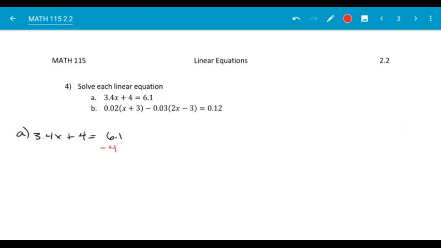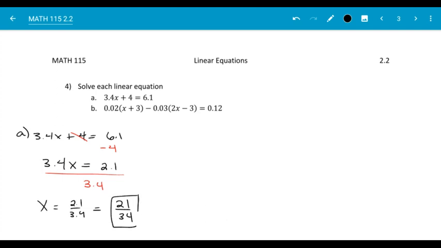So for this one, we could just subtract 4 from both sides. So we'd have 3.4x equals, and then we have 6.1 minus 4, which would be 2.1. And then we can divide both sides by 3.4, which would say x equals 2.1 over 3.4. Now, we don't leave fractions with decimals inside of them, so we would go ahead and change that answer to 21 over 34. 21 and 34 do not have any common factors, so that is reduced. So 21 over 34 would be our final answer.